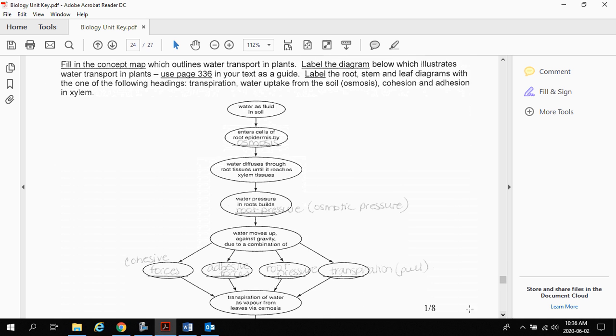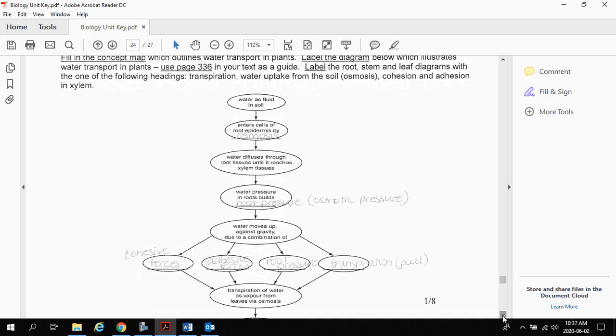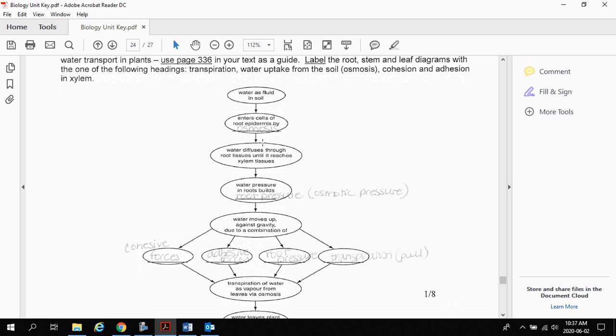So the water as a fluid or a liquid in the soil, it enters the cells of the root epidermis by osmosis. So that's back to lesson B4, I believe. So that movement of water down its concentration gradient. So the water diffuses, so diffusion through the root tissues until it reaches the xylem tissues.